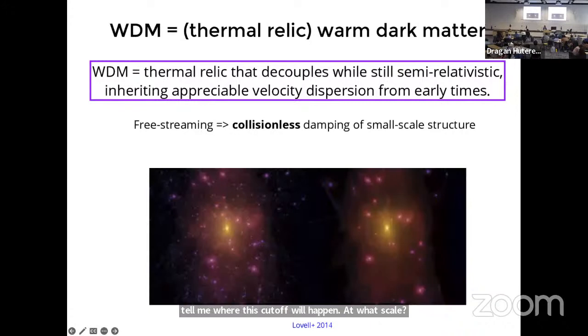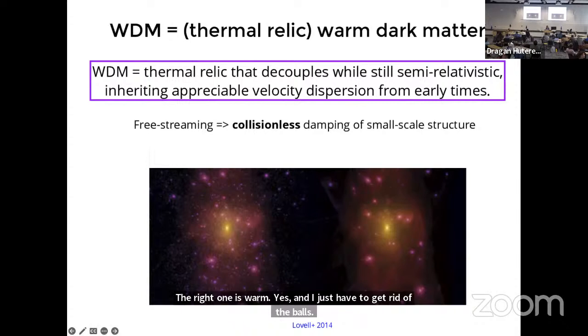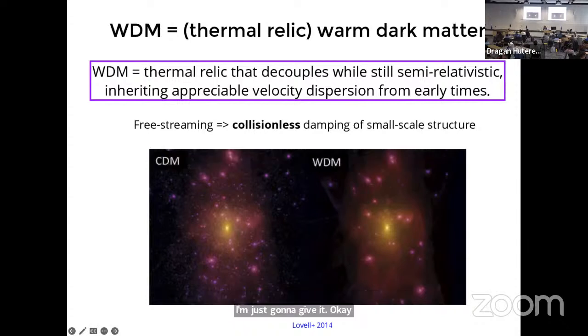And of course, this is what simulations of a CDM dark matter halo, a Milky Way-like halo with all of its subhalos, look like. Maybe I can ask you which one's warm and which one's cold. The right one is warm, yes. Less structure, fewer of those subhalos.